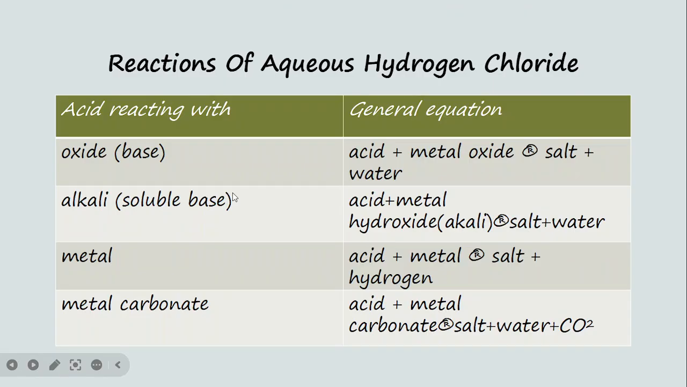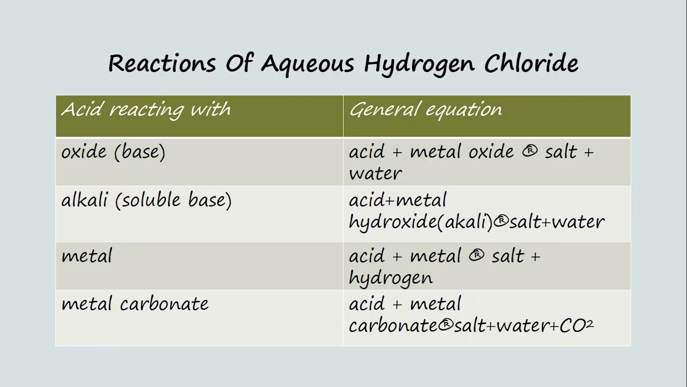And here is the table of reactions of aqueous hydrogen chloride. The acid reacting with, you can see here, and the general equation of how it occurs. The first one is the acid reacting with the oxide, the base oxide. So the general equation is: acid plus metal oxide equals salt plus water. So basically it is a neutralization reaction.